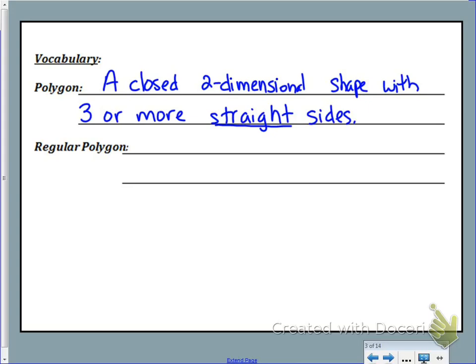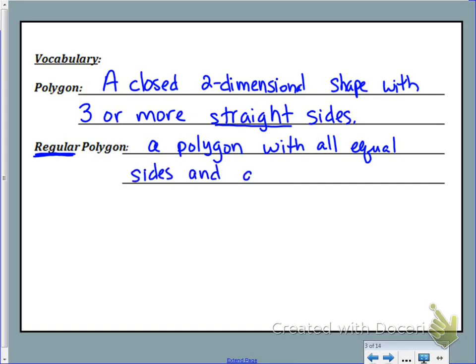A regular polygon now is a more particular type of polygon. So it has all of those same traits, but in addition, it's a polygon with all equal sides and all equal angles.